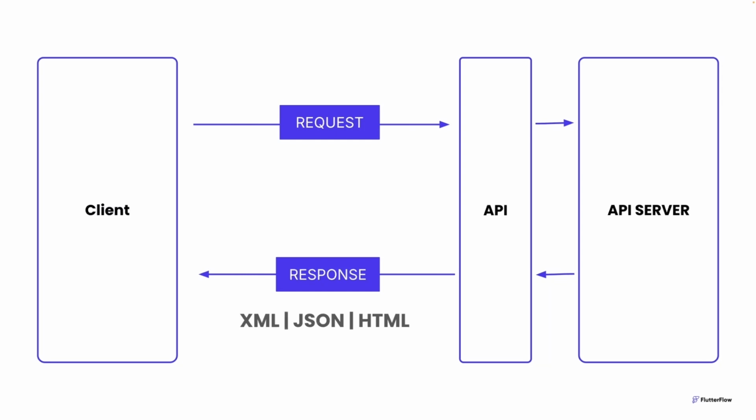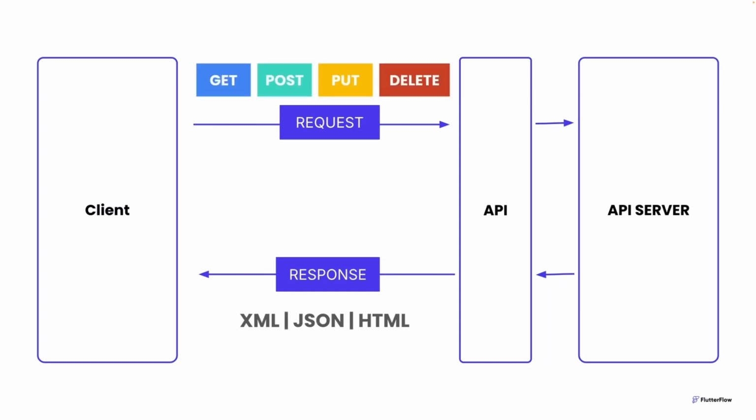HTTP is the language that both your client and server speak. This language is built on essential concepts like headers, query parameters, and HTTP methods. To use APIs effectively, you need to understand HTTP methods. Think of HTTP methods as verbs that describe the action you want to perform. The most common ones are get, put, post, delete, and patch.